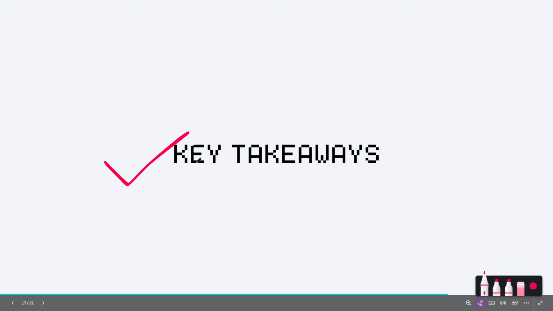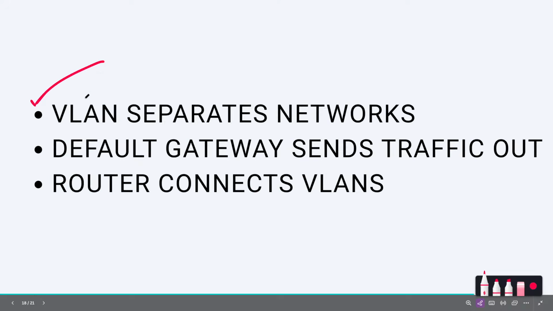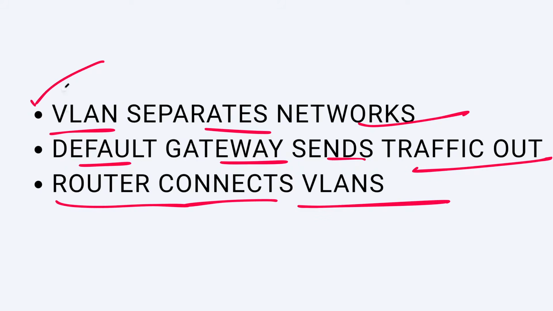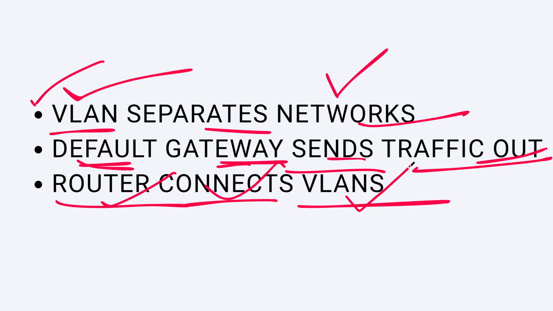Now there are some key takeaways which I've written. VLAN separates the network. Default gateway sends traffic out. Router connects VLANs. VLANs separate the network. Default gateway sends the traffic out. Router connects the VLANs. As simple as that.